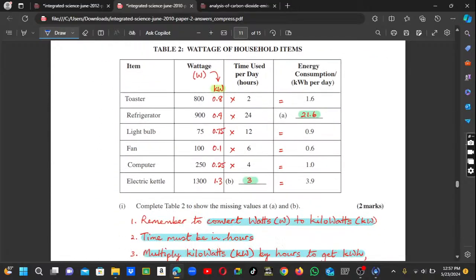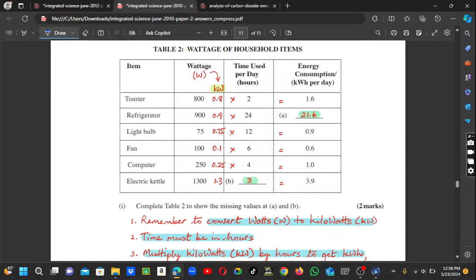Here we are seeing the wattage of the household items, and now the toaster. What are you going to do now? We are talking about the wattage and the time per hour, the hours used per day, which give the consumption in kilowatt hours per day. Here we need to complete the table of the missing values. This should be wattage, so for toasters we're just going to multiply these.